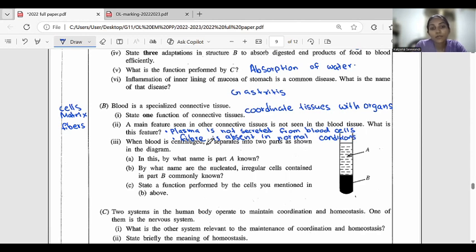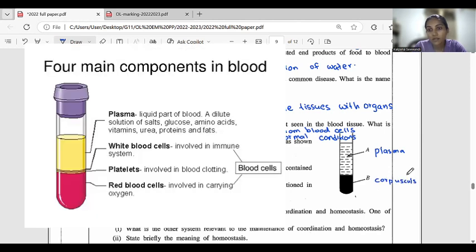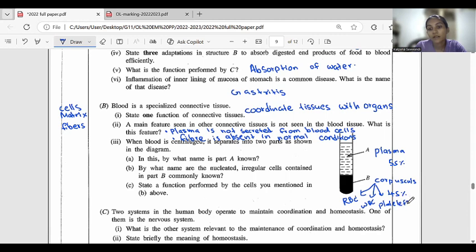When blood is centrifuged, it separates into two parts as shown in the diagram. Name part A. Part A is plasma, and part B is corpuscles. Plasma is higher, 55 percent, corpuscles 45 percent, and corpuscles include red blood cells, white blood cells and platelets. So RBC, WBC, and platelets. Those are additional information. The answer should be plasma.